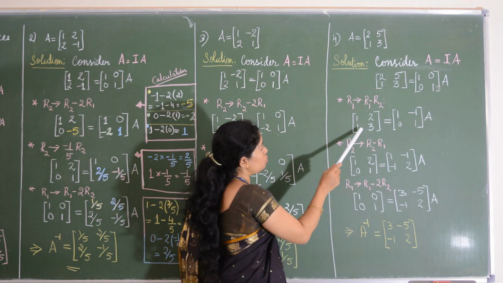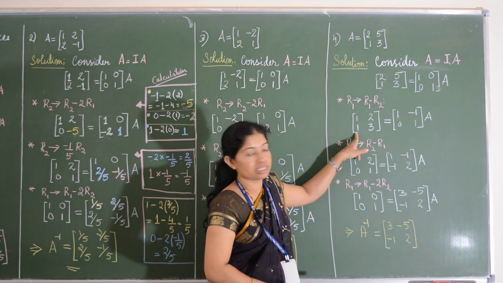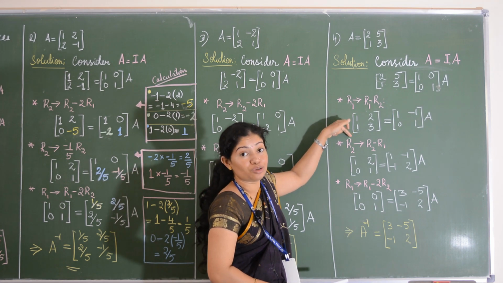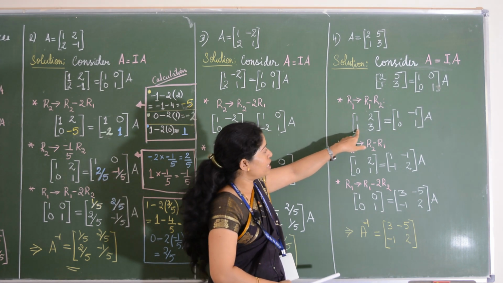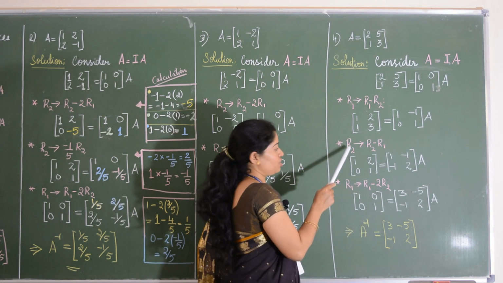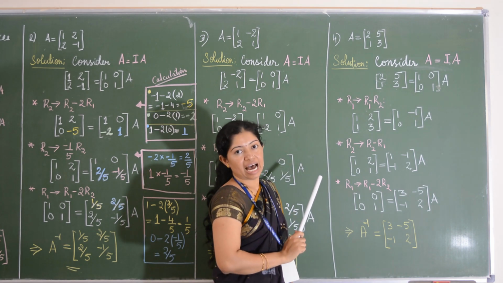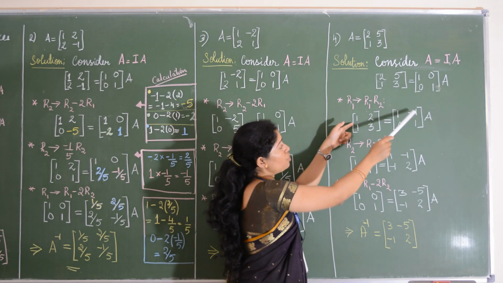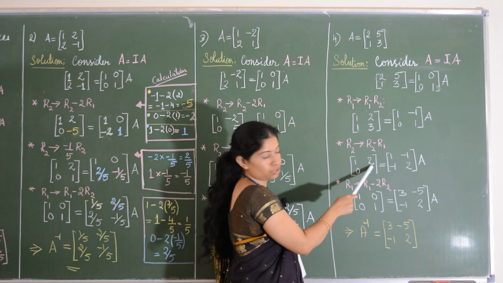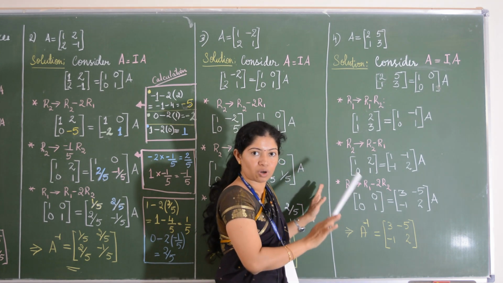Next, we have to make this entry as 0. You have here 1 and here also you have 1. So if I do R2 minus R1, then this entry will become a 0, right? So we will do the operation R2 changes to R2 minus R1. So first row elements you copy as it is. It is 1, 2, here also 1, 2. There you have 1 and minus 1. 1, minus 1 you copy as it is.